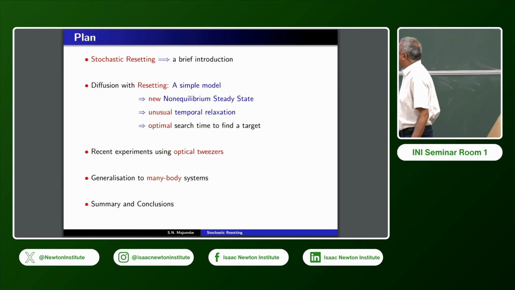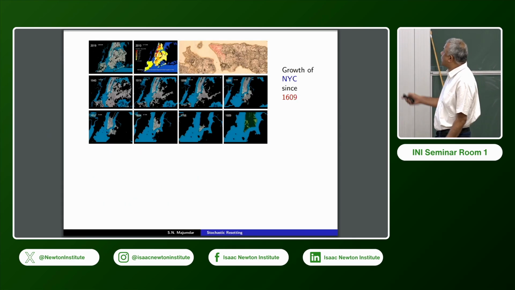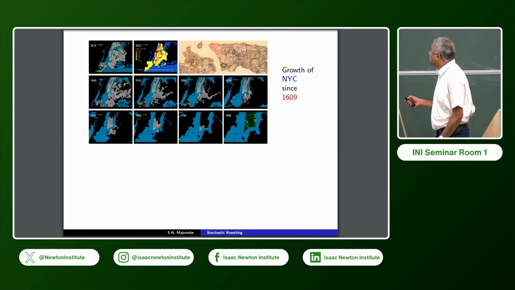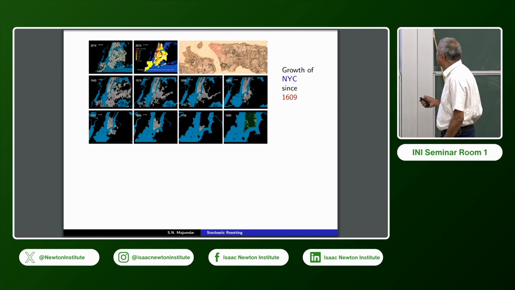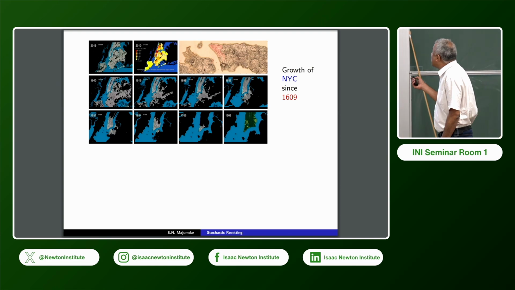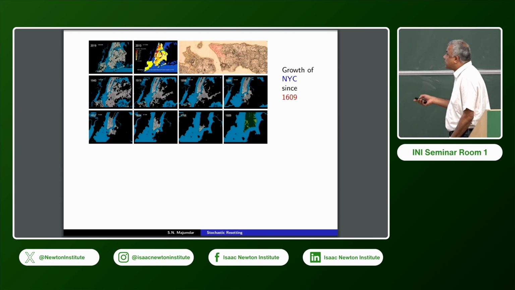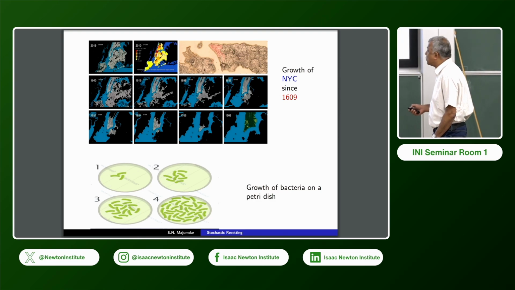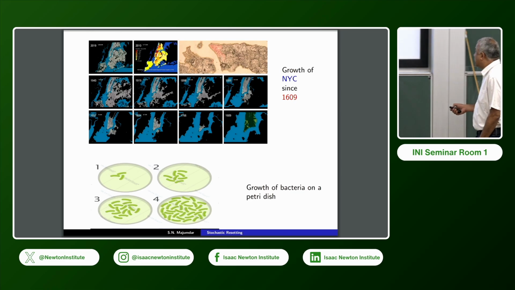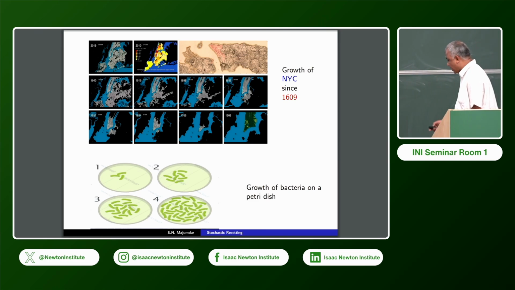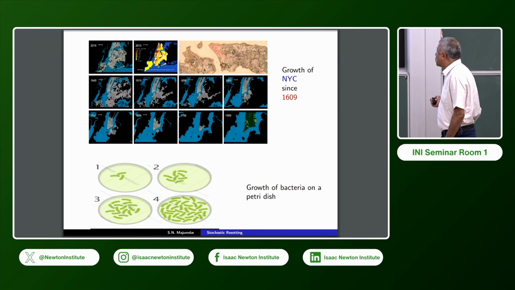Just as a general motivation first, there are two principal motivations. The first one is the growth of a city, for example, the population or the size of the city. This is Manhattan in 1609. You see as time grows, the population almost exponentially grows with time. And this is not just Manhattan, it can be any city actually. Similarly, you can do a controlled experiment in the lab where you grow bacteria on a petri dish. The bacteria multiply, the cells divide and multiply, and the population again grows exponentially with time.